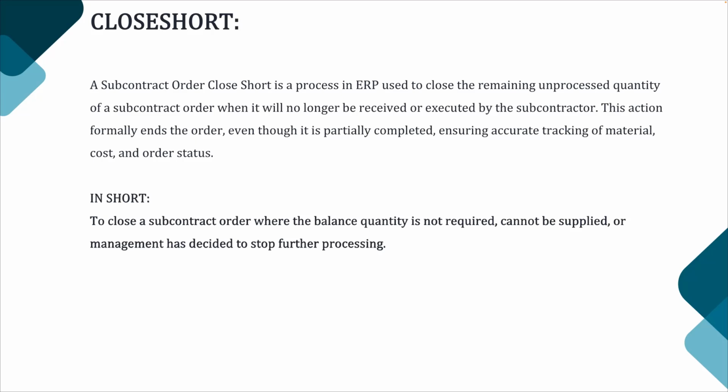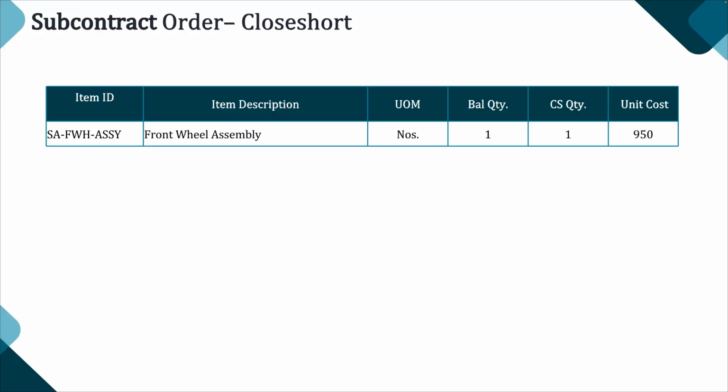So in short, it's termed to close a subcontract order where the balance quantity is not required and cannot be supplied, or management has decided to stop further processing. So it's termed as your Closeshort. And this slide consists of the details which you're going to give at your Closeshort.